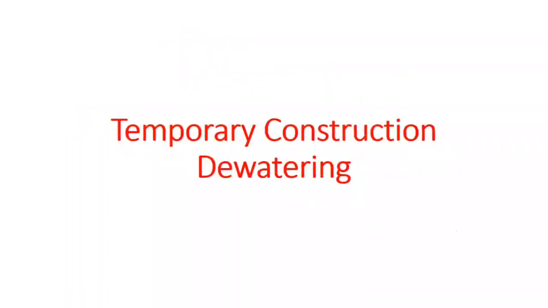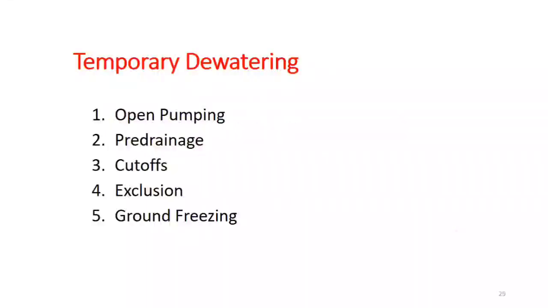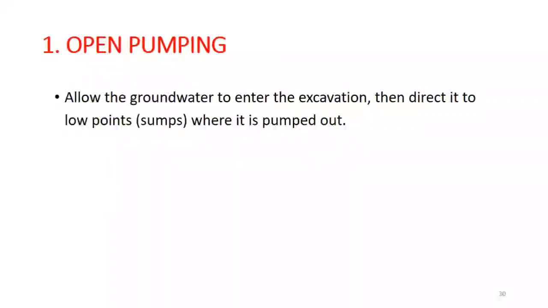Now let's talk about some detailed methods. Let's start with temporary construction dewatering. The temporary dewatering construction methods are open pumping, pre-drainage, cut-off, exclusions, and ground freezing. So these are five common methods used for temporary dewatering. Let's start with open pumping.